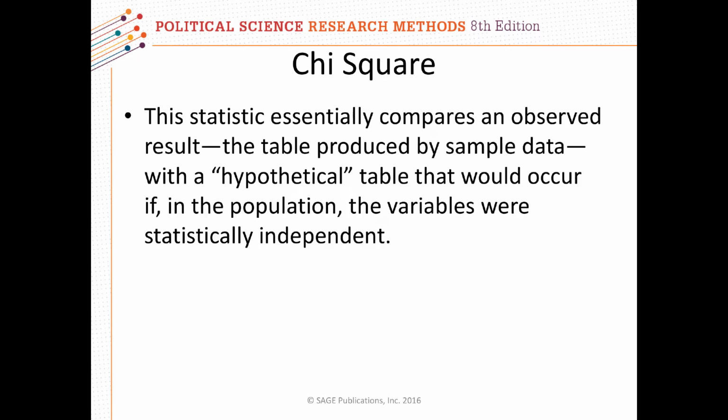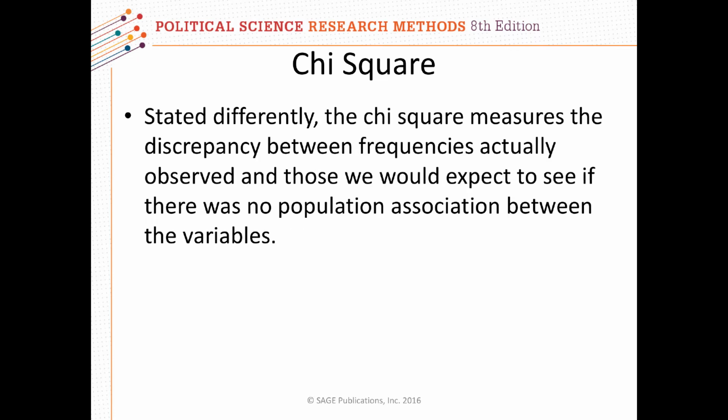So chi-square is very helpful. This statistic essentially compares the observed result to the expected result that we thought we were going to have, right? And so if there was no relationship between the two variables you have, then the expected outcome in all categories should be what we get in the overall outcome. So if that sounds familiar, that's because it is. Stated differently, the chi-square measures discrepancy between frequencies that were actually observed and those we would expect to see if there was no population association between the variables.